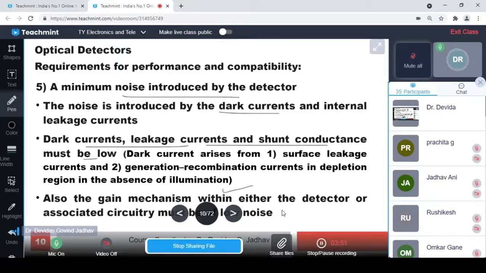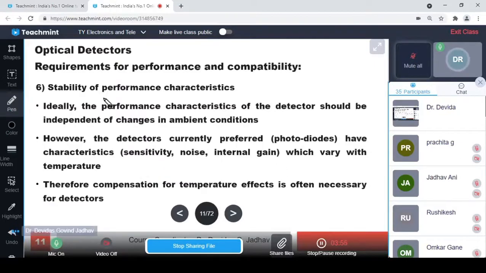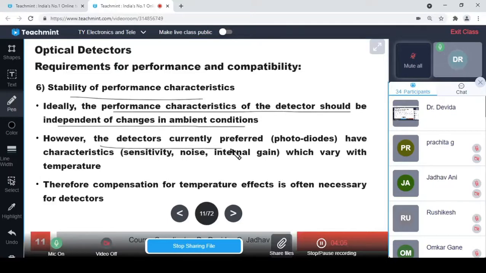Stability of performance characteristics: ideally, the performance characteristics of the detector should be independent of changes in the ambient conditions. However, the characteristics of the preferred photodiodes, such as sensitivity, noise and internal gain, are practically dependent on the temperature. So compensation for the temperature should be done with external circuitry, and that will give the stability of the performance characteristics.